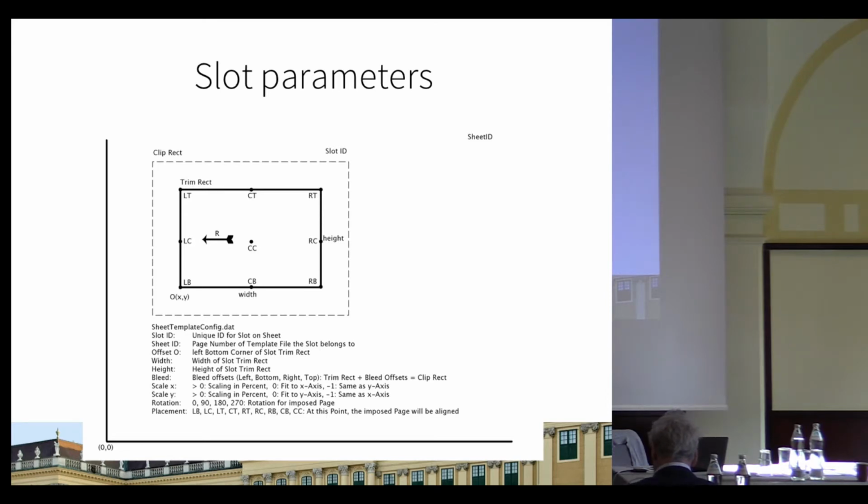We have a scaling, so if we place a page into the slot, there are different options. For example, the page size could be exactly the same size as the slot, so there's no problem. But if the page is larger or smaller, we have to decide how to place this page into the slot. We probably have to scale or fit the page into the slot, depending on the goal that we want to achieve. That can be set up by the scaling factor, scaling in percent if you specify a number, or -1, which means fit the page into the slot. If you specify -1 for both directions, it will be fit into the slot without altering the ratio, so it will preserve the aspect ratio.